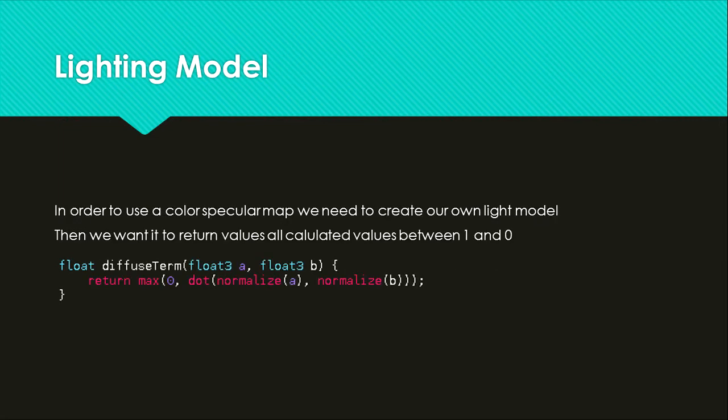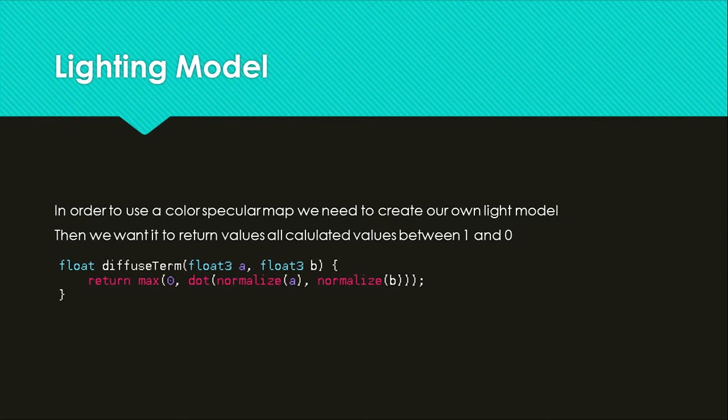Lighting model. In order to use a specular color map, we need to create our own lighting model. To do this, we create a function which takes 2 vectors a and b and returns calculated values between 1 and 0.